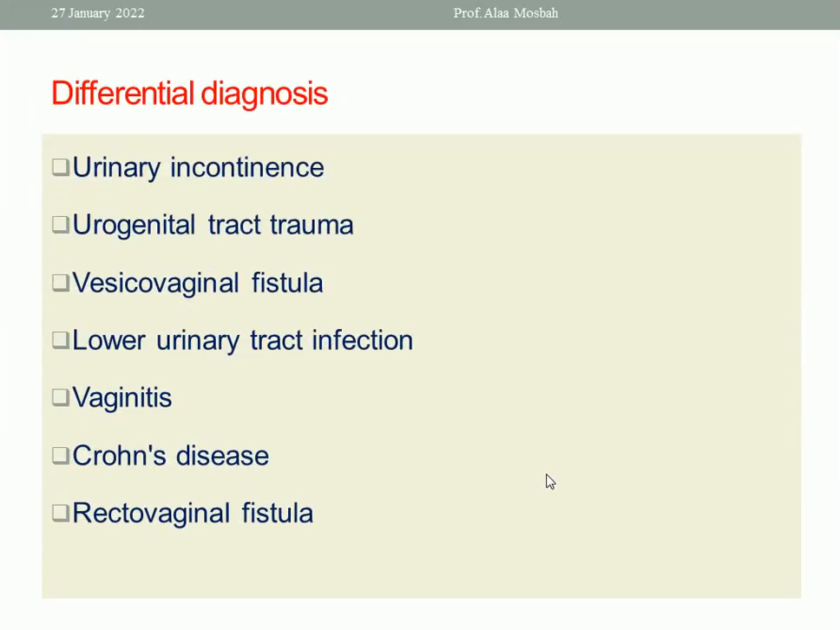What is the differential diagnosis of prelabor rupture of membrane? Urinary incontinence. Don't mistake urine soaked in the pad or in the panties of the patient for amniotic fluid. Of course, the urine has its characteristic odor. Also, urogenital tract trauma, vesicovaginal fistula, lower urinary tract infection, and vaginitis, with different types of discharge according to the organism. Each one has its specific characters. Also Crohn's disease and rectovaginal fistula.